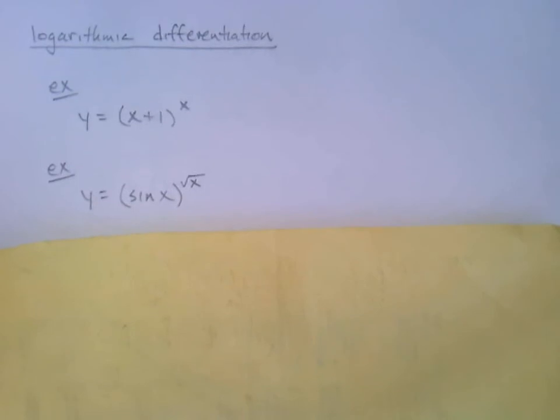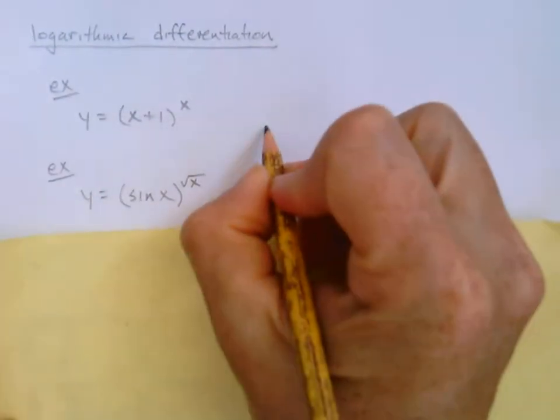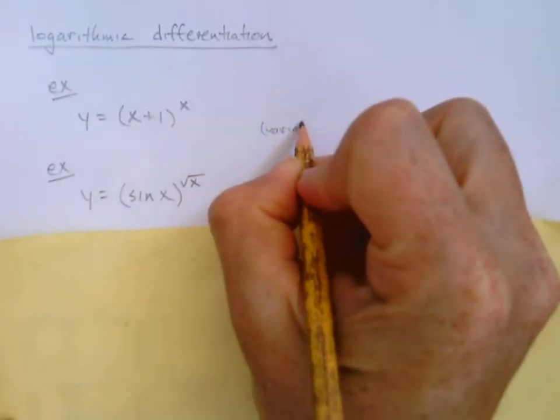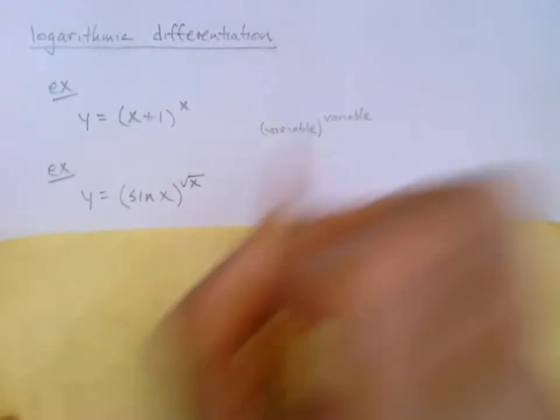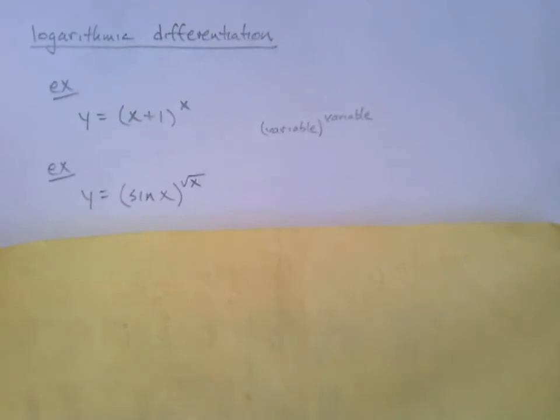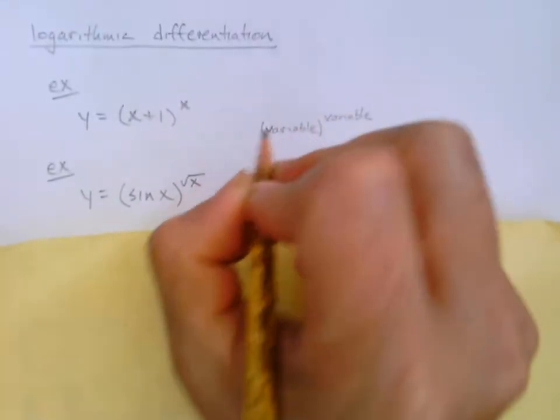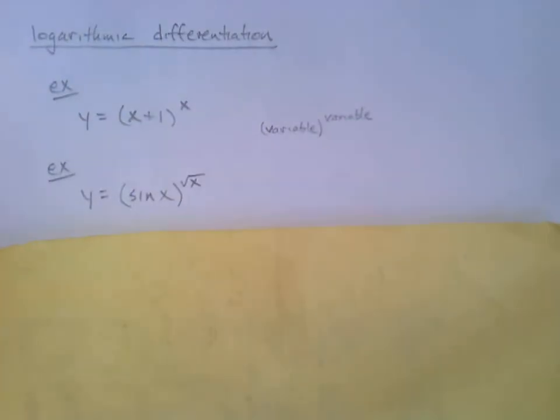There's no rule for this. None of the other rules apply if we have a variable raised to a variable. Let's write that: variable raised to a variable. It turns out there's really not a rule here, since it's the combination of two other rules. We need to change the approach completely. So that's logarithmic differentiation. Okay, let's get into it.